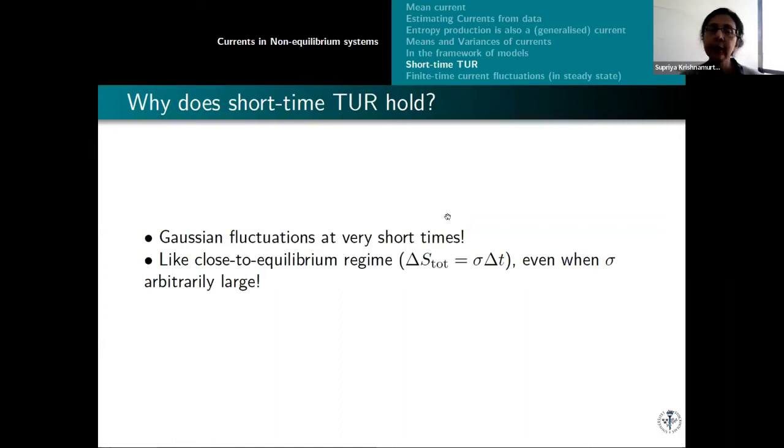Okay, so you could ask, why does it hold? The reason is that at very short times, the fluctuations are Gaussian. It's like the close to equilibrium regime, where it's known that the fluctuations are Gaussian. But actually, sigma can be arbitrarily large. So it's a rather simple idea, maybe even trivial when you look back on it, in the sense that this thing can be small either because sigma is small or because delta t is small. It's as simple as that.